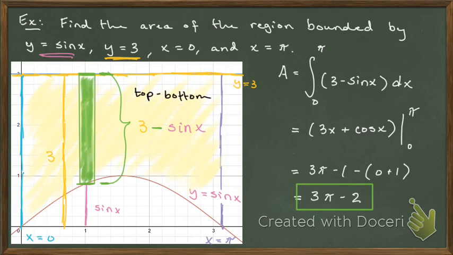And just as a little aside, 3 pi minus 2, just make sure that's positive and that makes sense. 3 times pi is what? It's 3 times something a little bit bigger than 3, so that's a little bit bigger than 9. Minus 2 is something a little bigger than 7. Cool. So it's a positive area. Things are hopefully making sense here.